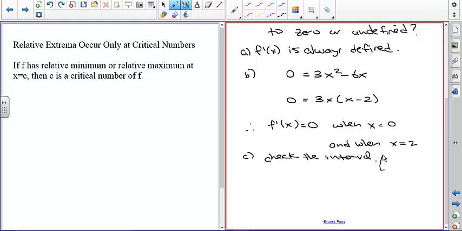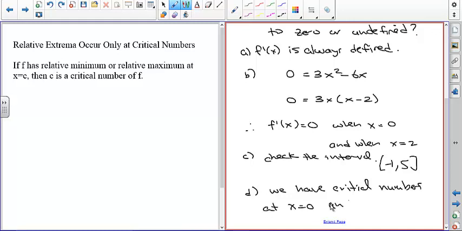So the interval was from -1 to 5. So both of those are in this interval, so we're going to count those. We have critical numbers at x equals 0 and x equals 2. That's it. Okay, so you take the derivative of the function.